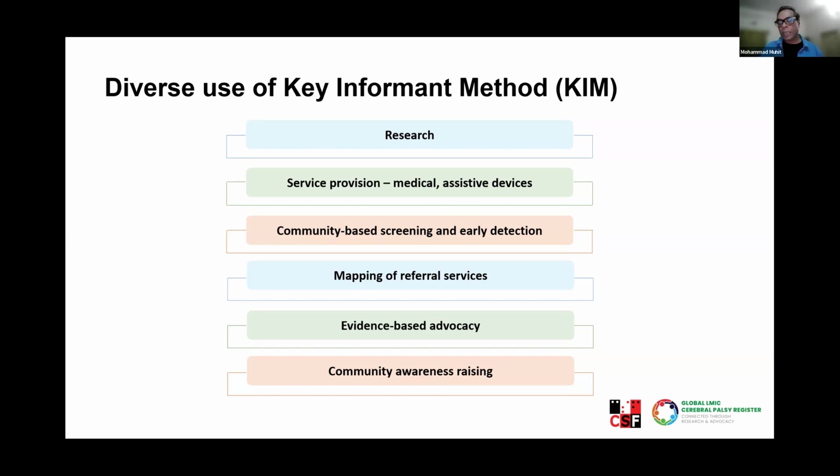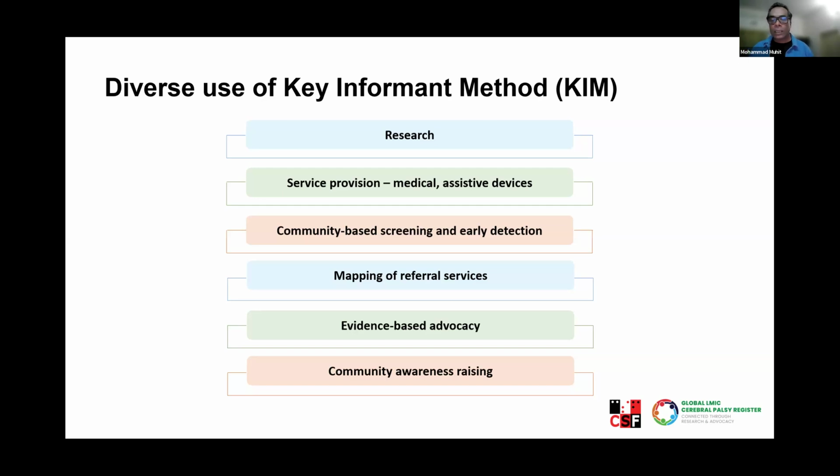Service provision is a huge advantage, which makes it more valuable than other research methods, because here from the very beginning, you have the mapping of the local service providers. You can plan for future service delivery, and you can plan with local stakeholders.